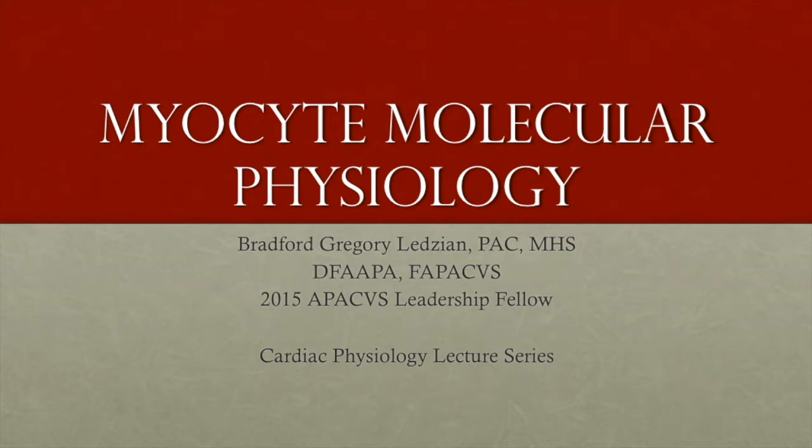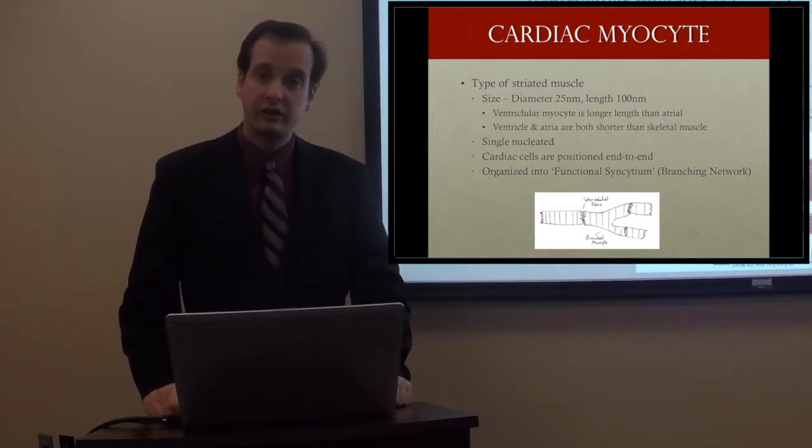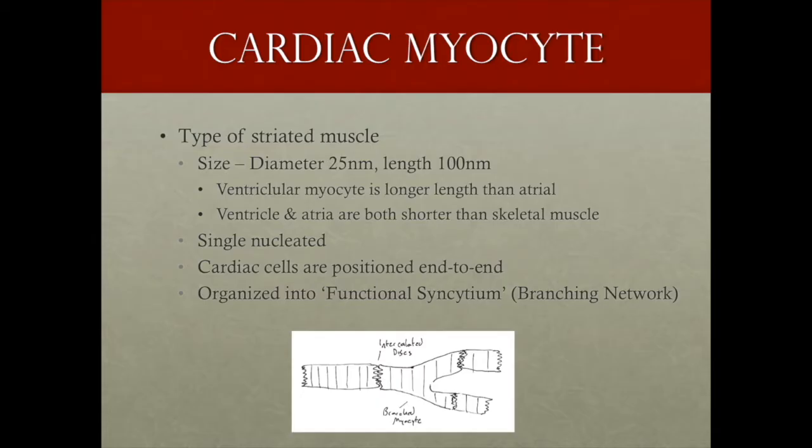Myocyte molecular physiology. We'll start off talking about the cardiac myocyte itself. Cardiac myocytes are types of striated muscle. They are similar to skeletal muscle. Generally, their size is about 25 nanometers in diameter and 100 nanometers in length. Ventricular myocytes are larger than atrial myocytes. However, both ventricular and atrial myocytes are shorter than normal skeletal muscle.